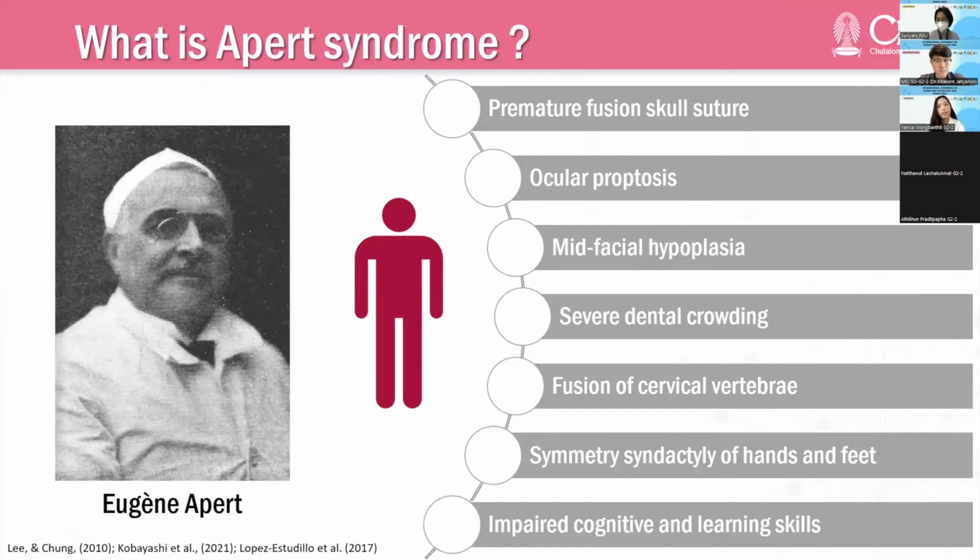Firstly, what is Apert syndrome? Apert syndrome, or AS, was introduced by Eugene Apert, the French physician, in 1906, also known as acrocephalosyndactyly type 1.